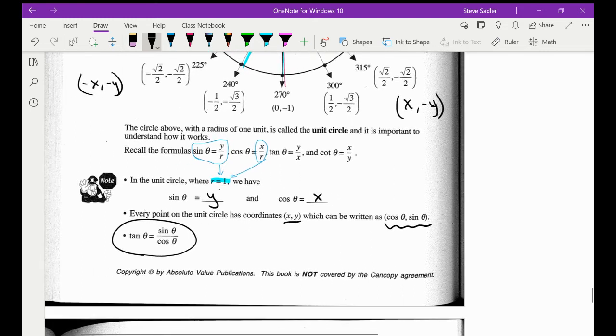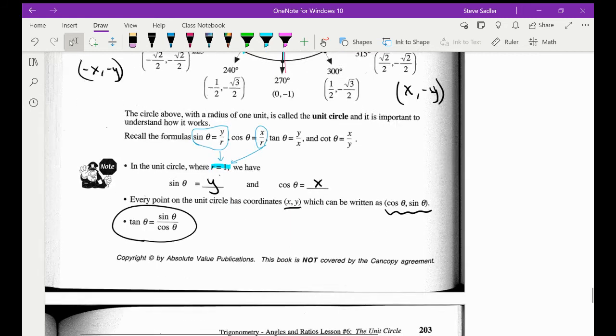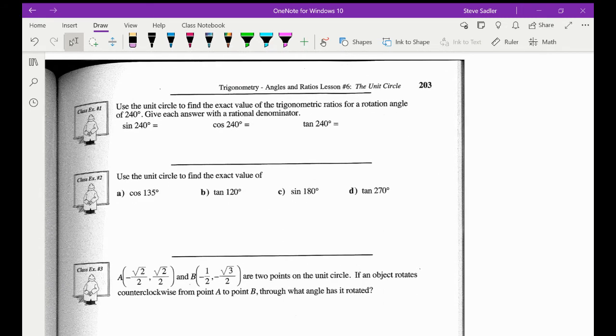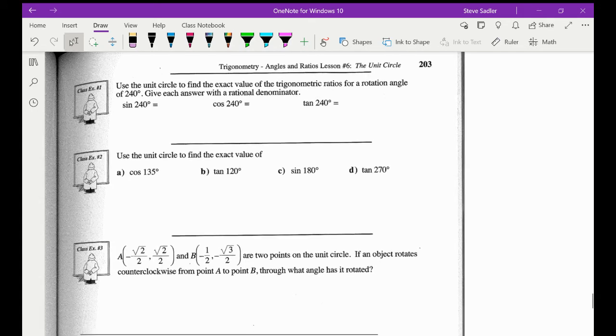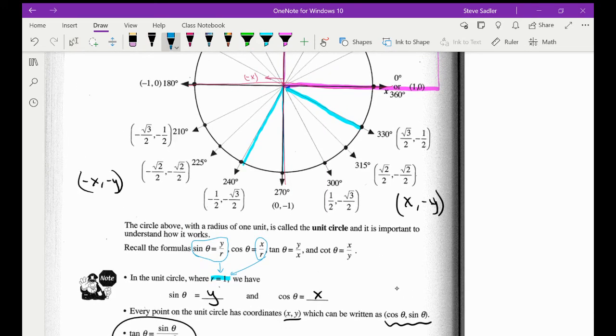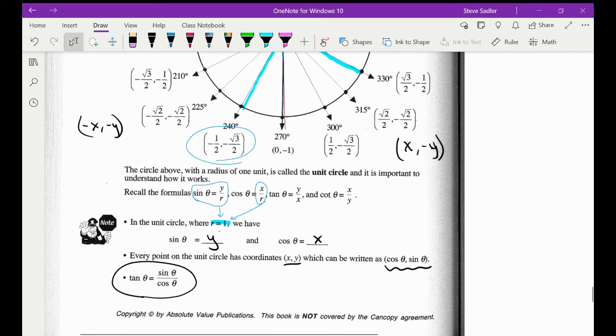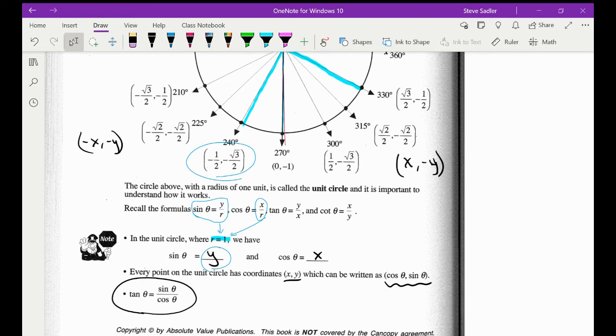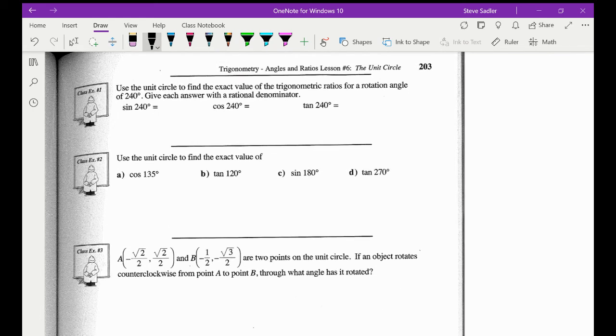So let's use the unit circle. Keep your unit circle page open. I'm going to scroll down to the questions, but you're going to need the unit circle to determine the answers. So it says here, use the unit circle to find the exact value of the trigonometric ratios for the rotation angle of 240. So if you go to 240 on your unit circle, which is this one right here, right? That's 240. And we're looking for sine. Well, we know sine is equal to the y value. So the y value of that is negative root 3 over 2. So my answer becomes negative root 3 over 2.